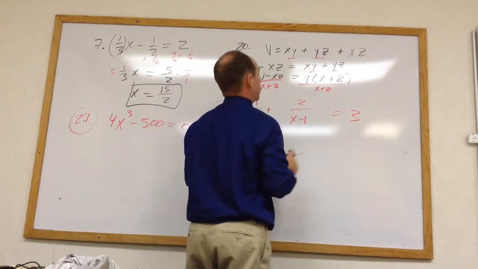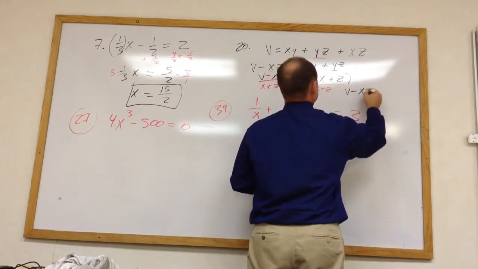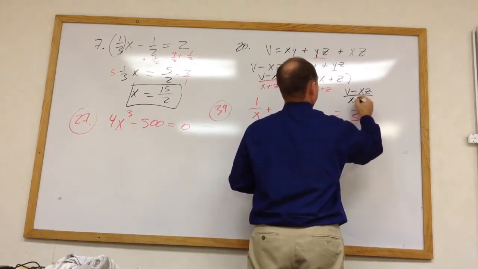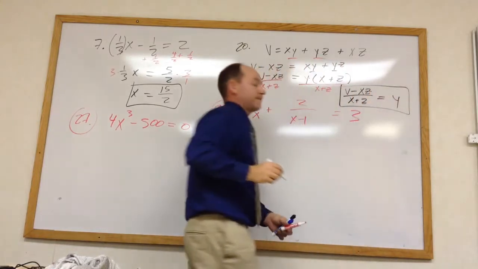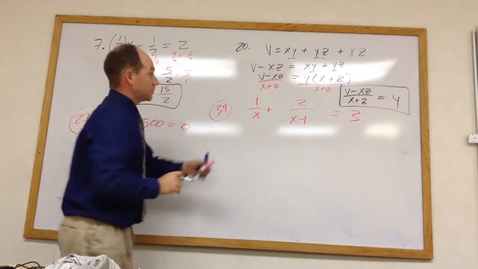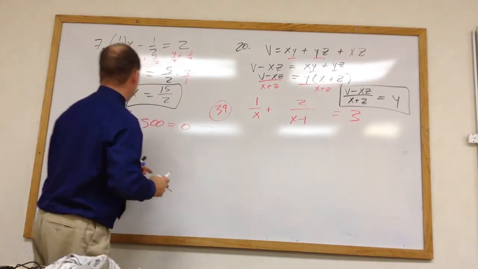Sorry, I didn't quite leave enough room. We'll sneak it in right here. V minus xz divided by x plus z equals y. Okay, so there you have your solved for y in number 20. Okay, there's a couple of them.